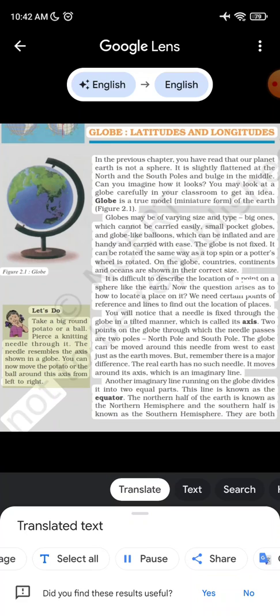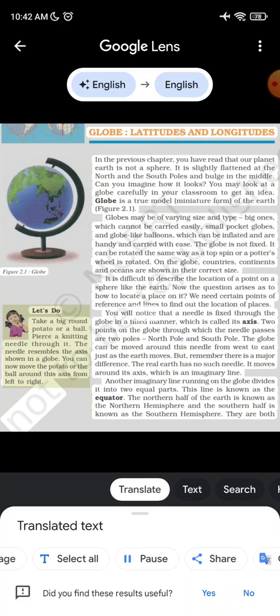It is difficult to describe the location of a point on a sphere like the Earth. Now the question arises as to how to locate a place on it. We need certain points of reference and lines to find out the location of places. Let's do. Take a big round potato or a ball. Pierce the knitting needle through it. The needle resembles the axis shown in a globe. You can now move the potato or the ball around this axis from left to right.